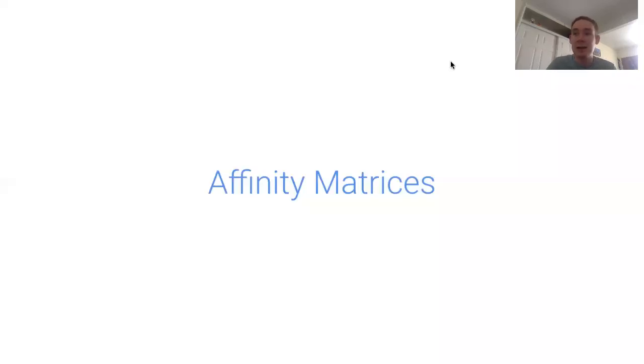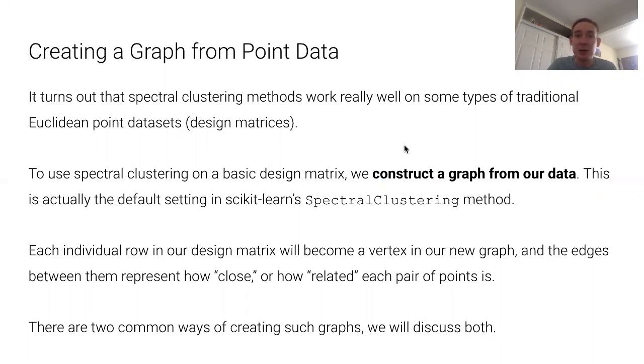So in this video, I want to extend the idea of spectral clustering and talk about how it can be applied in other scenarios as well. It turns out that spectral clustering methods, including the algorithm that I just told you about in the last video, work really well on traditional design matrices, actual XY point data, where again, we have our rows and our columns where the columns are features. If we have a data set like that, we can still use spectral clustering to obtain good clusters. Well, how do we do that?